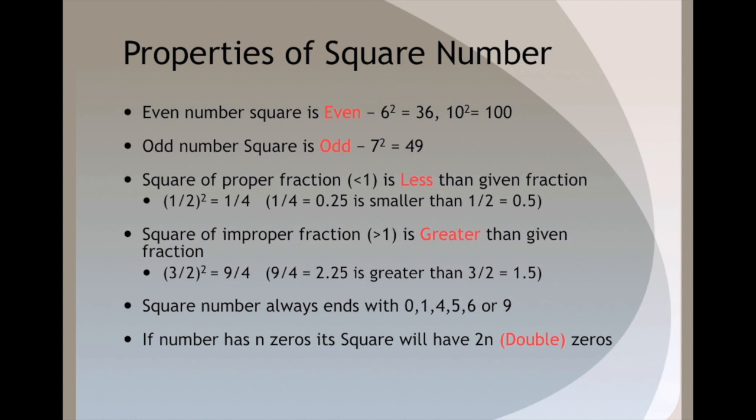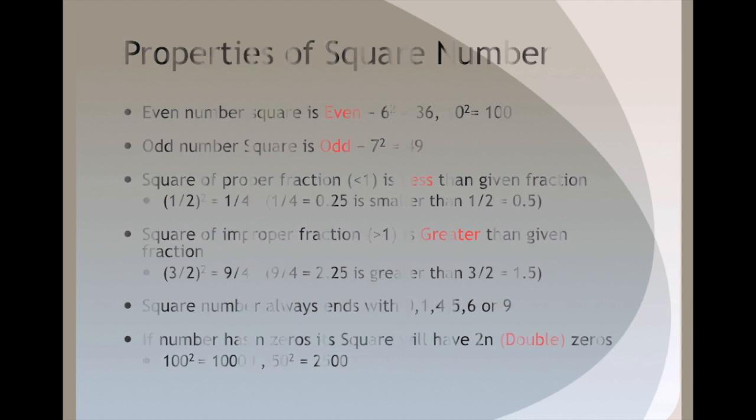Another interesting property of a square number is, if a particular number has n zeros, its square will have 2n zeros, or the zeros become double. Let us take a very simple example. 100 squared is 10,000. 100 has 2 zeros, 10,000 has 4 zeros. 50 squared is 2500. So 50 has 1 zero and 2500 has 2 zeros. So zeros are getting doubled when we square that number.